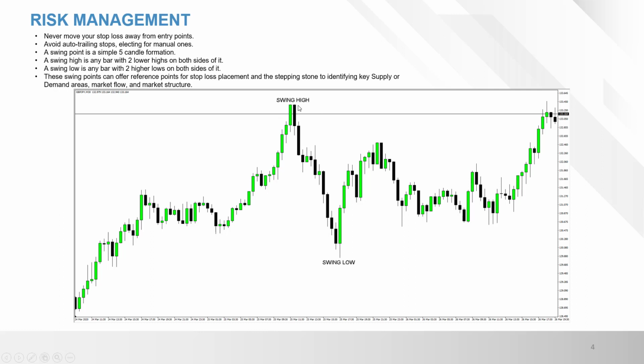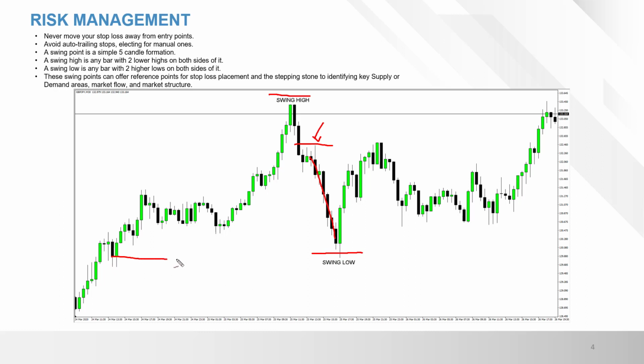You see our swing high. Let's say you would have shorted, you would have gone short here. This would be your entry point to the downside, right? If you enter here, it means your stop loss is 5 to 20 pips above this high. See what the market did?